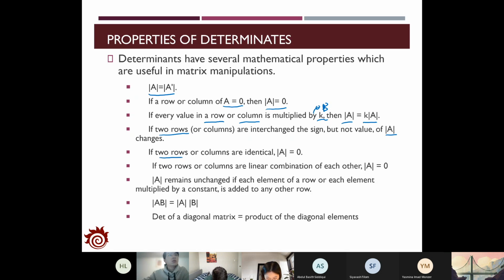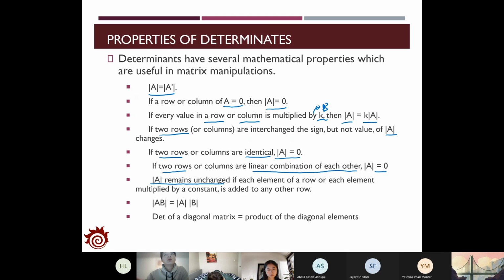If two rows or two columns are identical, they have the same values, then the determinant of A will be 0. Also, if two rows or columns are linear combinations of each other, then the determinant will also be 0. The next feature: if each element of a row or column is multiplied by a constant and added to any other row, then the determinant of A will remain unchanged.